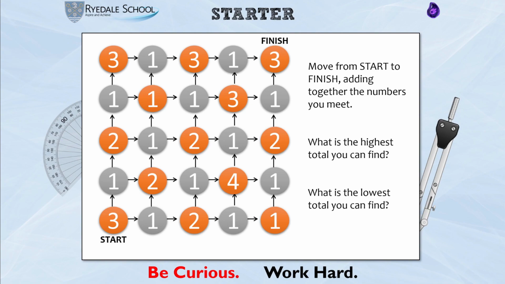So in terms of the highest total, I've managed to find 19. If you think you've found a total that's bigger than 19, by all means, tell me what total you've got and show me which pathway you took in the Ask the Teacher channel. The smallest total that I have found so far is 15.